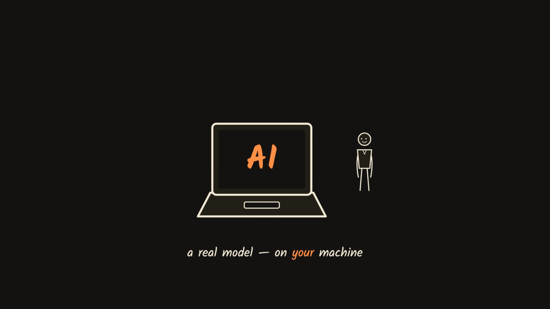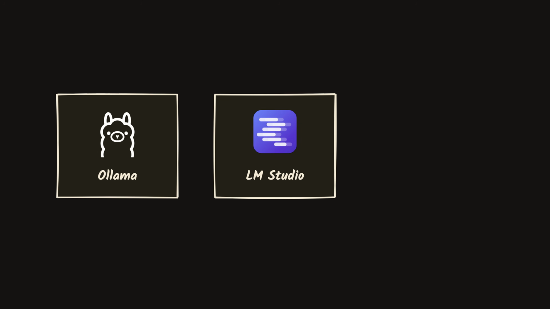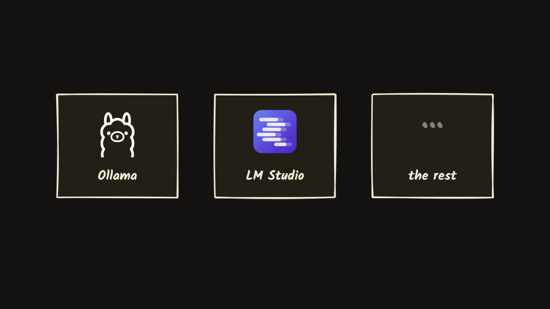If you want to run an AI model on your own computer, privately, offline, you basically can't avoid one piece of software. And most people who rely on it have never heard its name. It's called Llama.cpp.